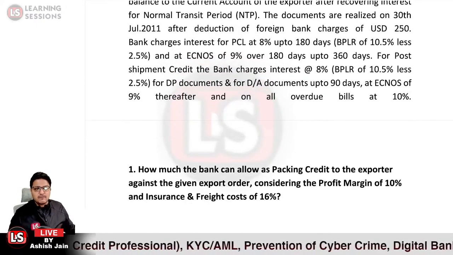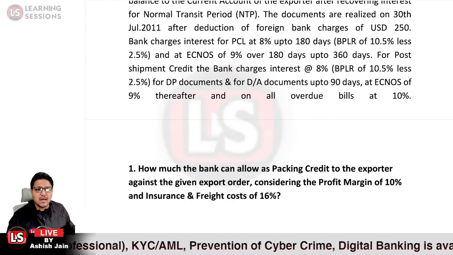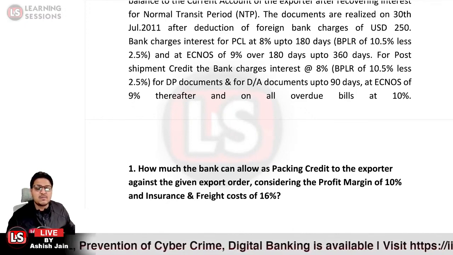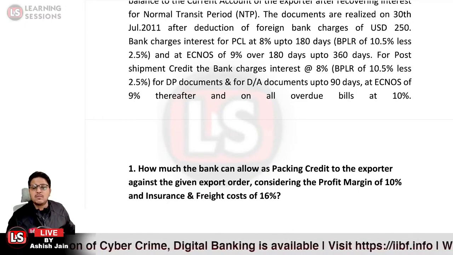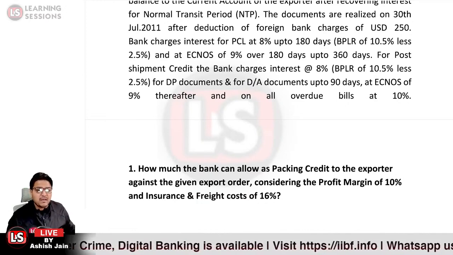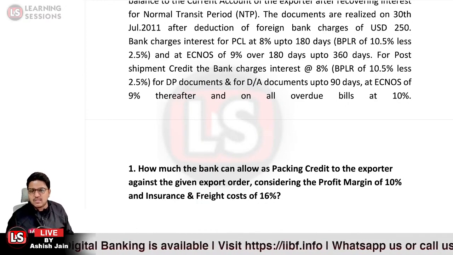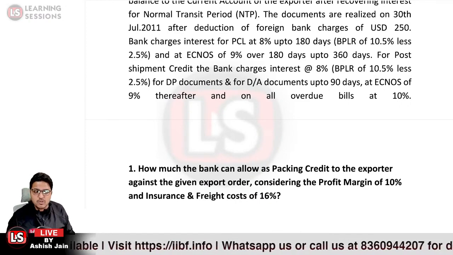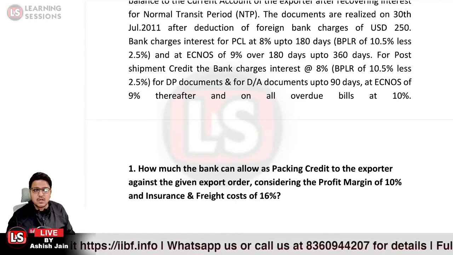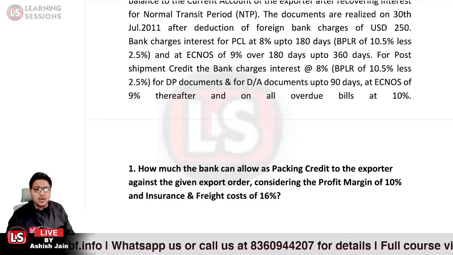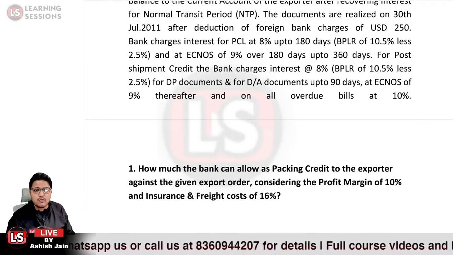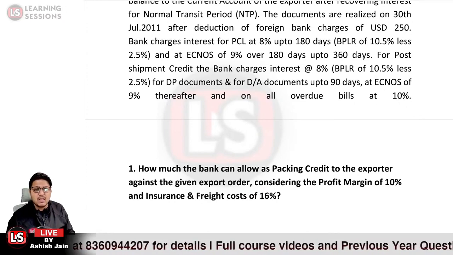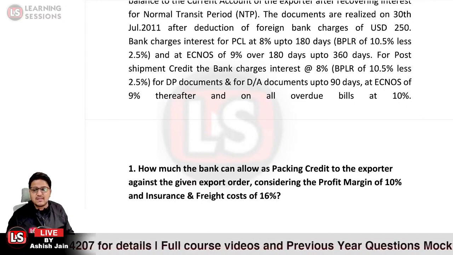So now let us consider the first question. It says how much the bank can allow as packing credit to the exporter against the given export order. So how much the bank can allow as packing credit? The total amount sanctioned to the exporter is 75 lakh rupees for the PCL and 75 lakh rupees for the post shipment credit. And for this particular transaction, how much amount can the bank allow as packing credit to the exporter against the given order, considering profit margin of 10%, insurance and freight cost at 16%.